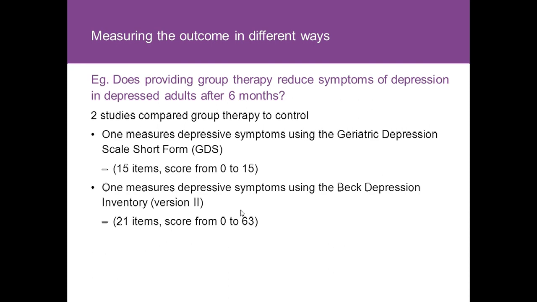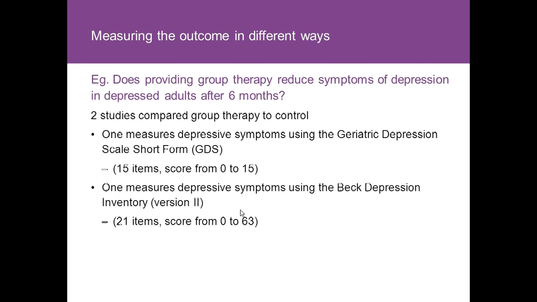Let's look at an example. Here we have a new question. Does providing group therapy reduce symptoms of depression in depressed adults after a 6-month period? We can conduct 2 studies to compare this control condition to the therapy condition.